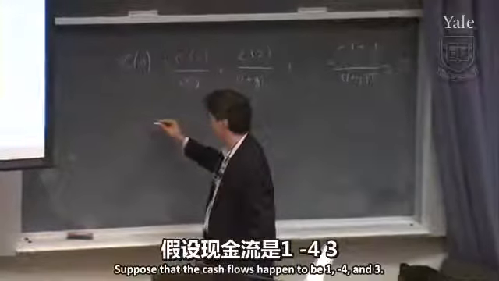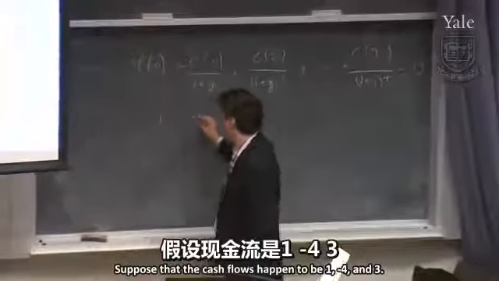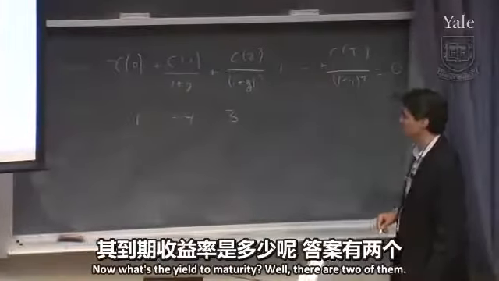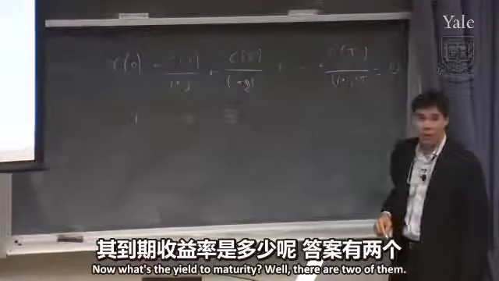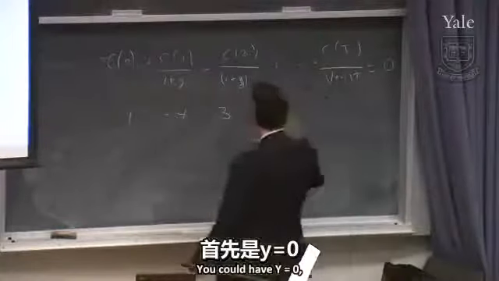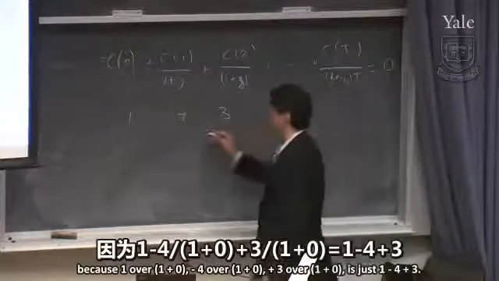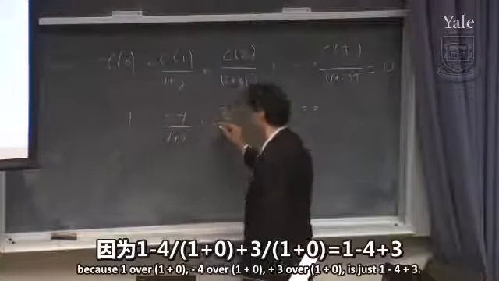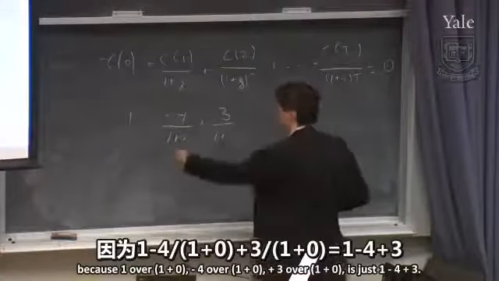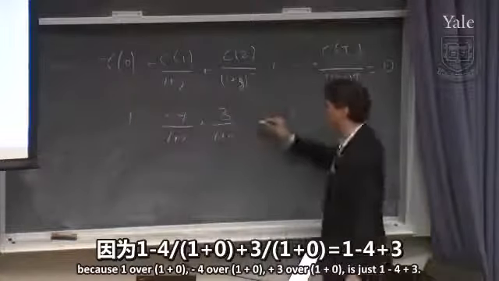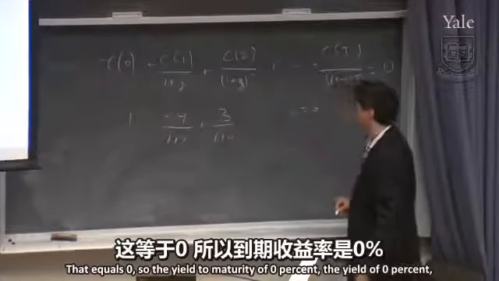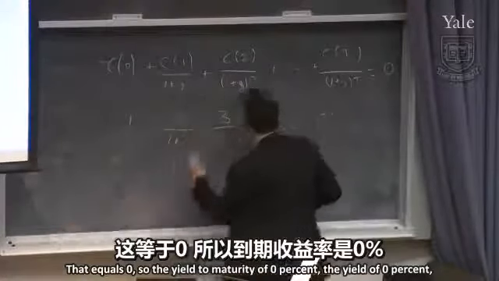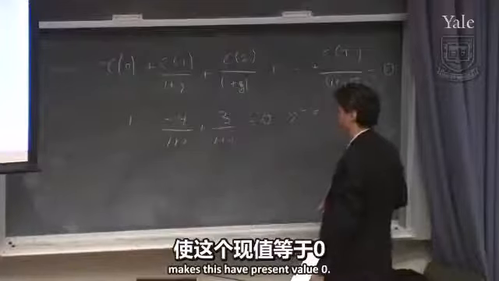Suppose that the cash flows happen to be 1, minus 4, and 3. Now, what's the yield to maturity? Well, there are 2 of them. You could have y equals 0, because 1 over 1 plus 0, plus minus 4 over 1 plus 0 squared, plus 3 over 1 plus 0 cubed, is just 1 minus 4 plus 3. That equals 0. So the yield of 0% makes this have present value 0.